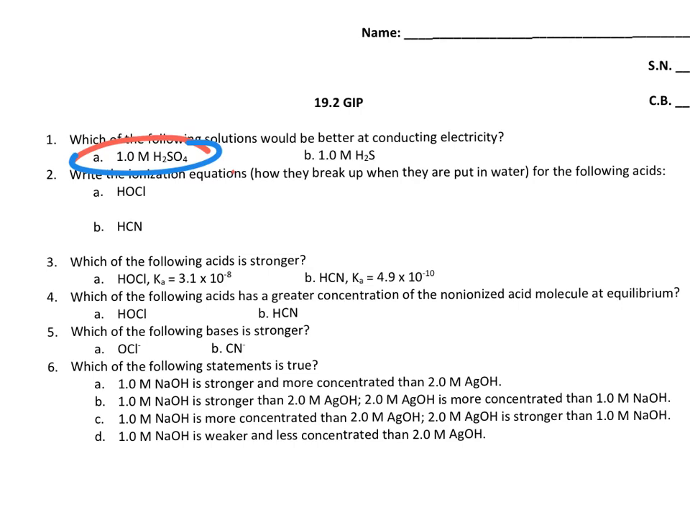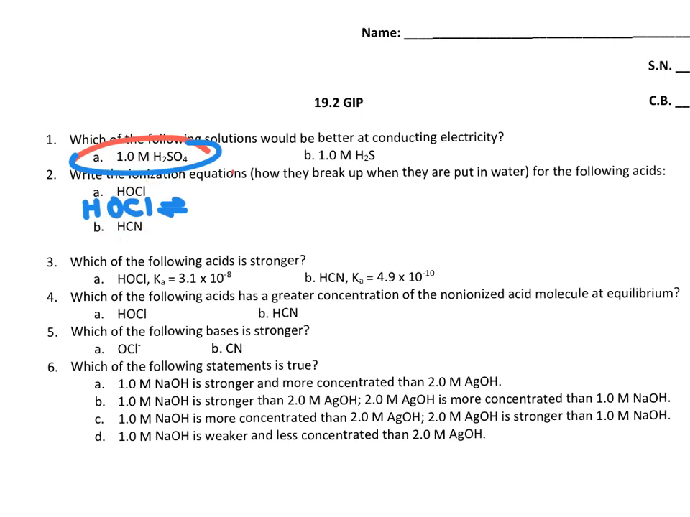Okay, so for the next one, we're writing the ionization equations. The ionization equation is just how it breaks up to become ions. There's 2 ways to write an ionization equation for an acid. That's not the case for bases. There's actually only 1 way for bases, but for acids, there's 2 ways. One thing we can do is write the formula for the acid itself as the only reactant. Then we write our equilibrium arrows, and I should have mentioned this before, I'm sorry.